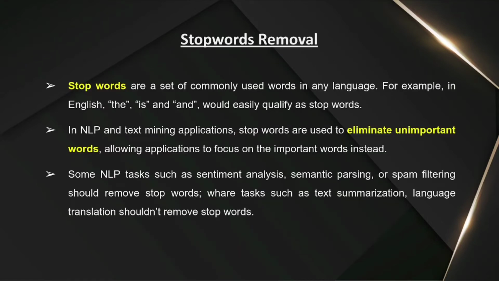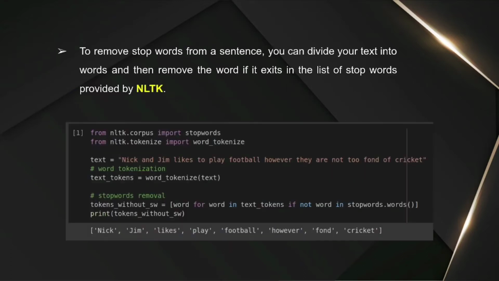Next step is stopword removal. Stopwords are a set of commonly used words in any language. For example, in English, the, is, and such words would easily qualify as stopwords. In NLP and text mining applications, stopwords are used to eliminate unimportant words, allowing applications to focus on the important words instead. But some NLP tasks such as sentiment analysis, sentiment parsing, semantic parsing, or spam filtering should remove stopwords, whereas tasks such as text summarization and language translation should not remove stopwords.